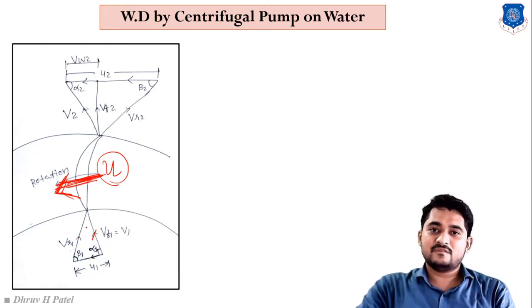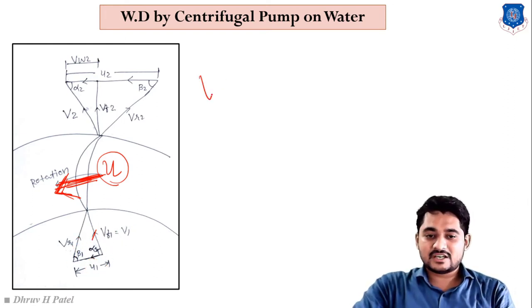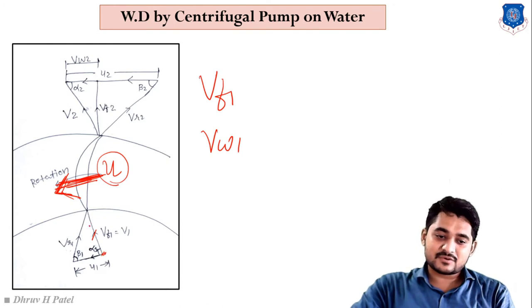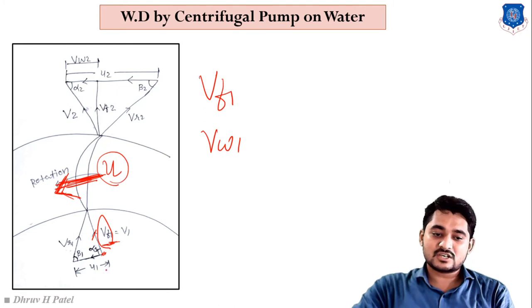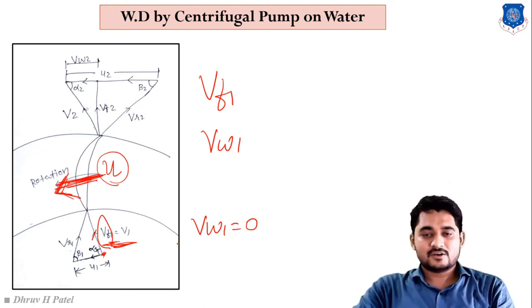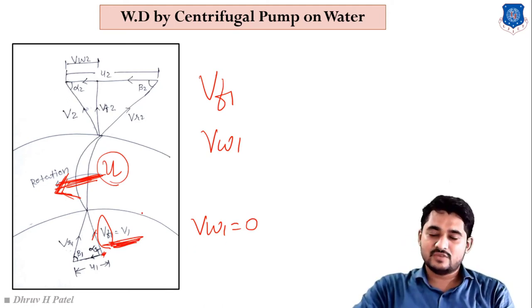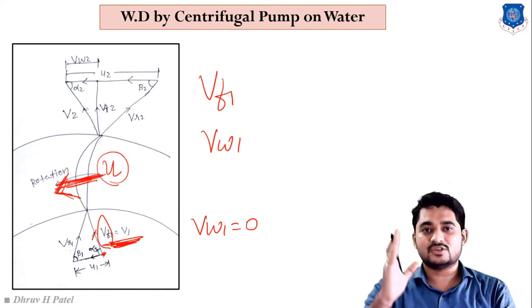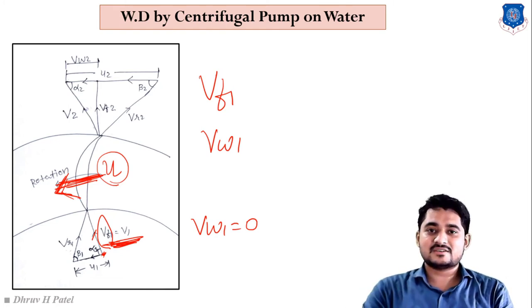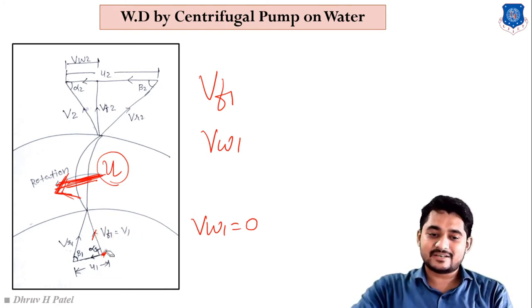Now we have to divide V1 into two components: the vertical component, known as VF1, and the horizontal component, known as VW1. But V1 is itself a vertical component, so V1 is equal to VF1, and we can say VW1 is equal to 0, because V1 is vertical, right? So that is it for the inlet velocity triangle.